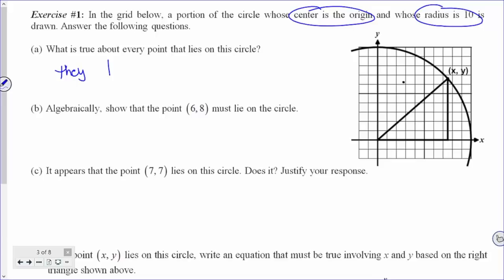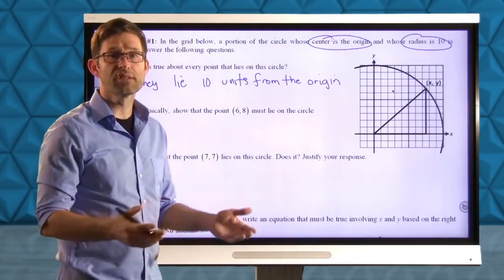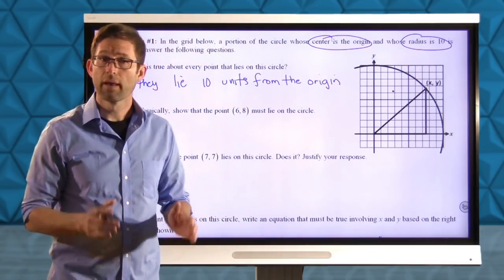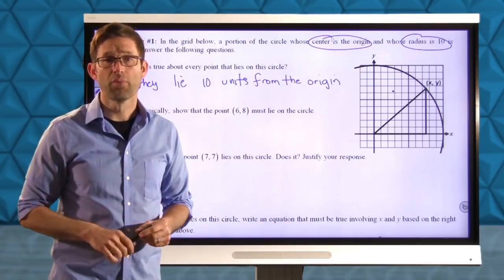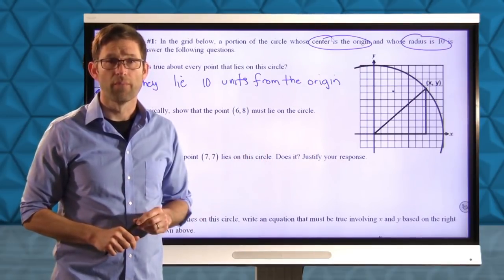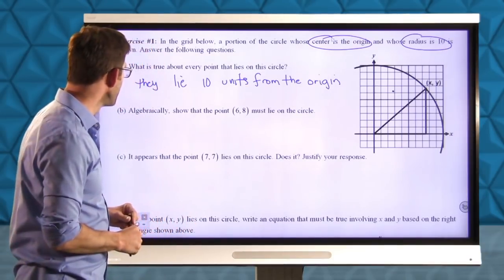What's true about every single point along this circle is that they lie 10 units from the origin. Or you could say that they're a distance of 10 units from the origin. All right? But that's true of every single point on this circle. So take a look at the next question.